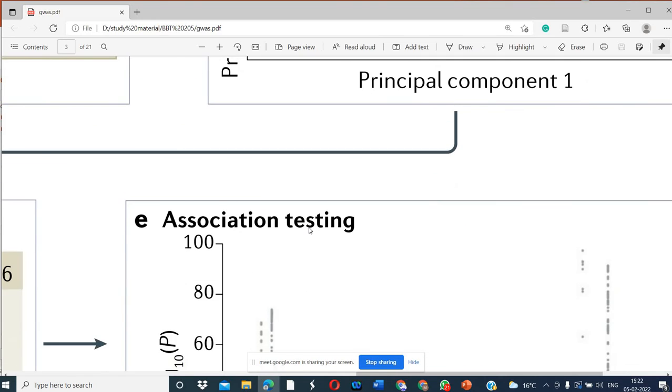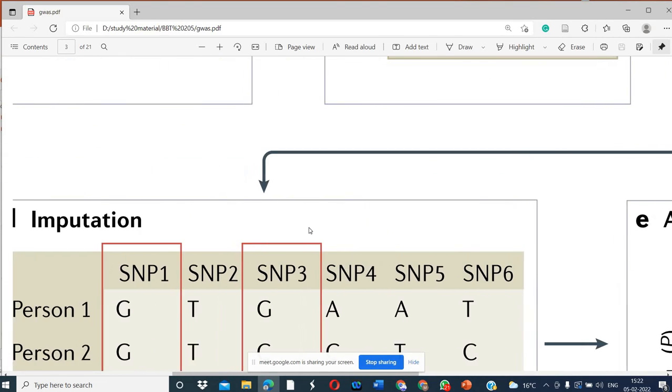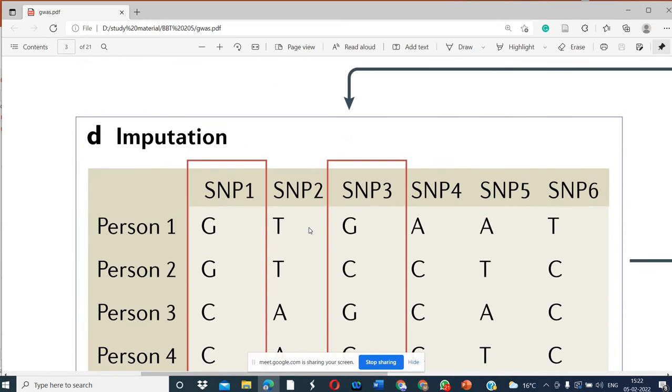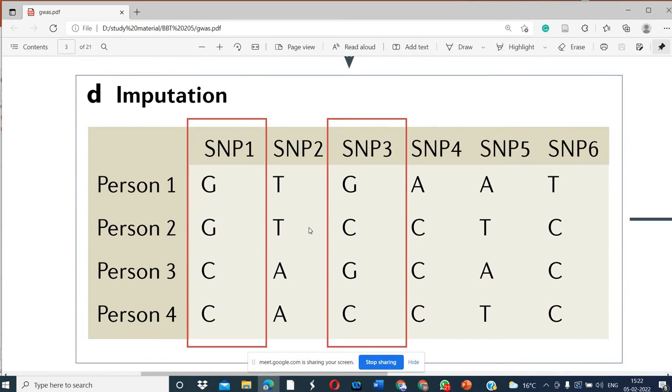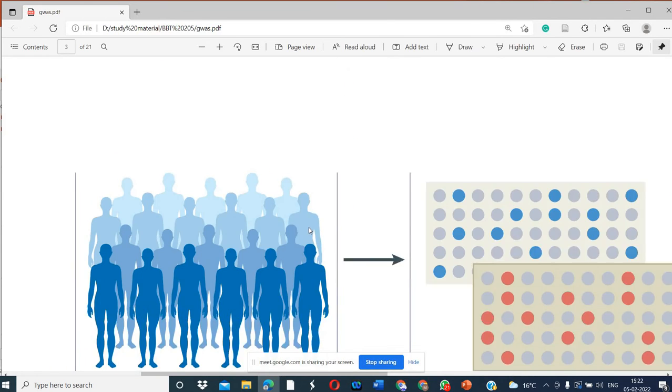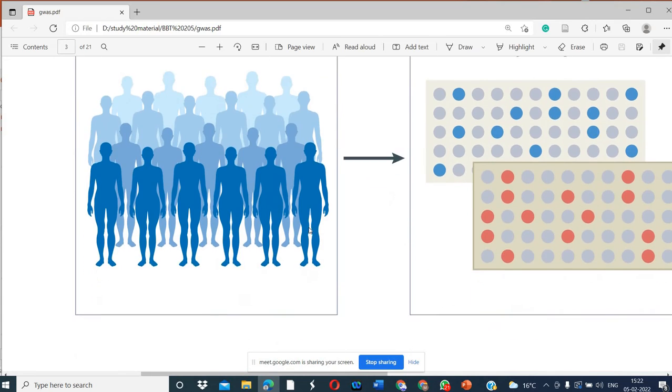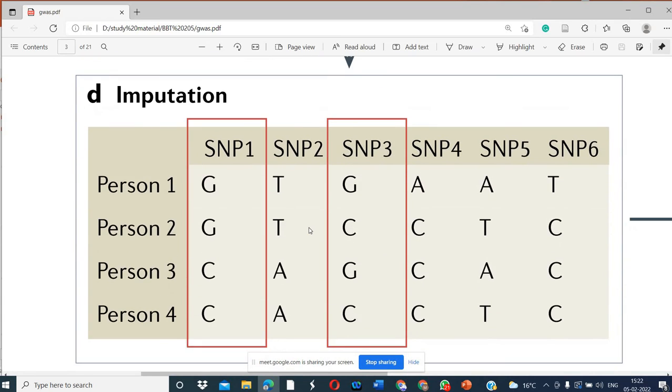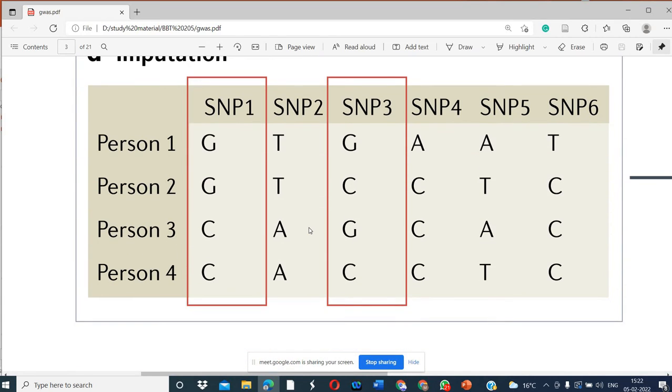Association: after the principal component analysis, we perform the SNP. We analyze the SNP's relation to the genotype. Genotype we already know. We have already done the genotyping. Then we are trying to make the correlation. These are the SNPs: SNP 1, 2, 3, 4, 5, 6. Here we can see on the same position the person has G, then C. So in a different person we have a different one. So these are the common variants.